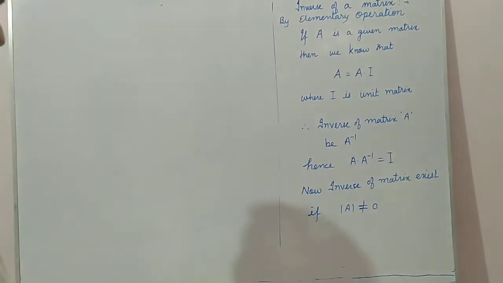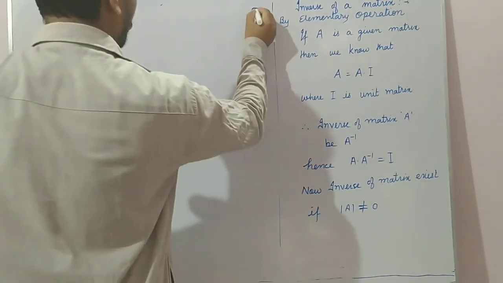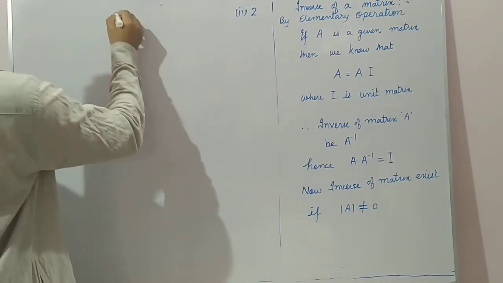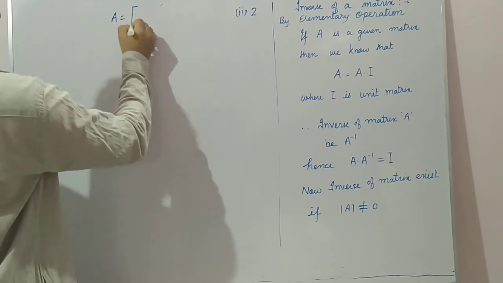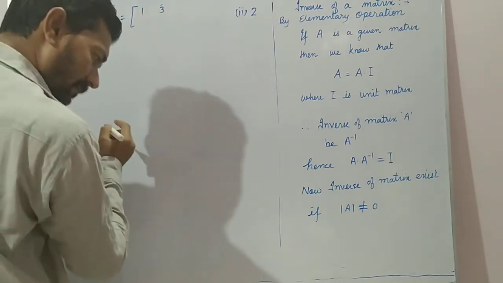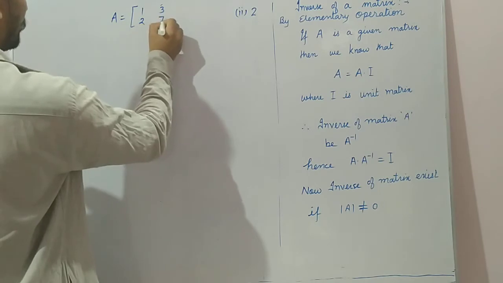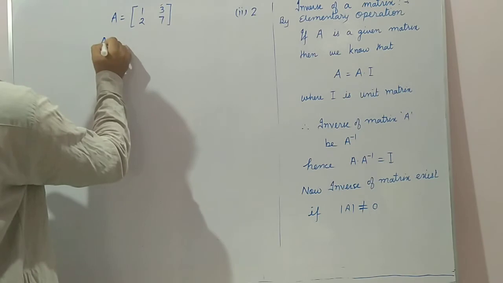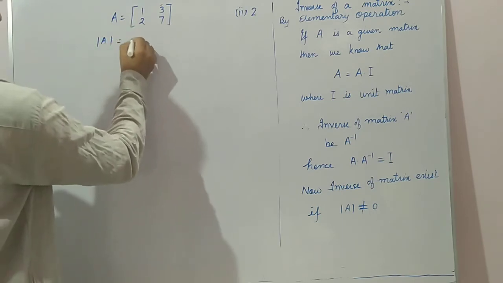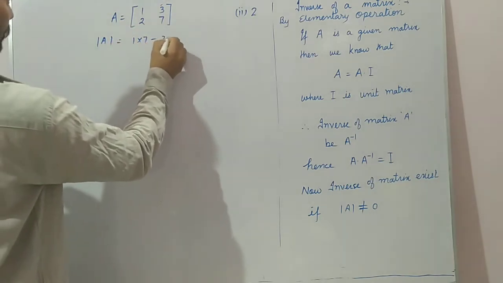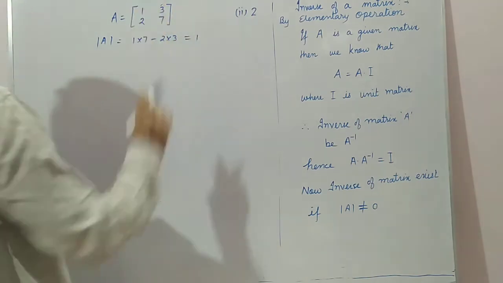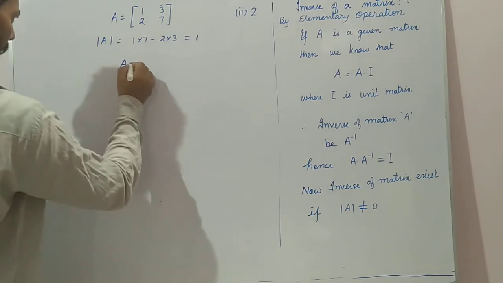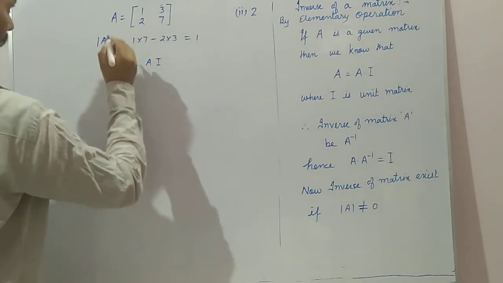In question number 2, it is given that A, that is 1327. First of all, find the determinant. Determinant, that is 1 into 7 minus 2 into 3. You are getting 1. Okay. So use the relation A equal to A into I.